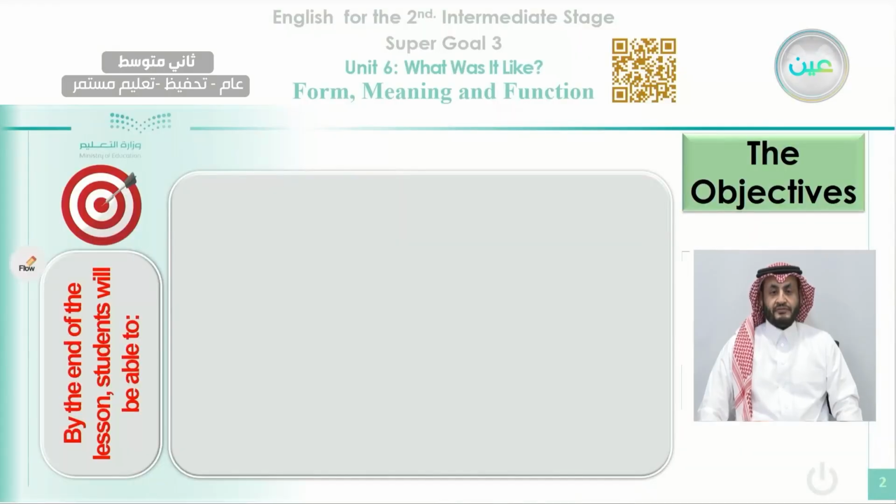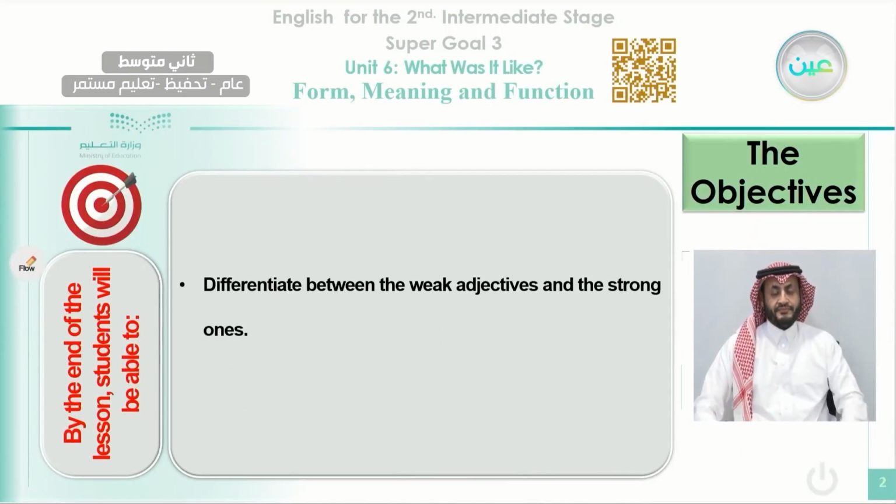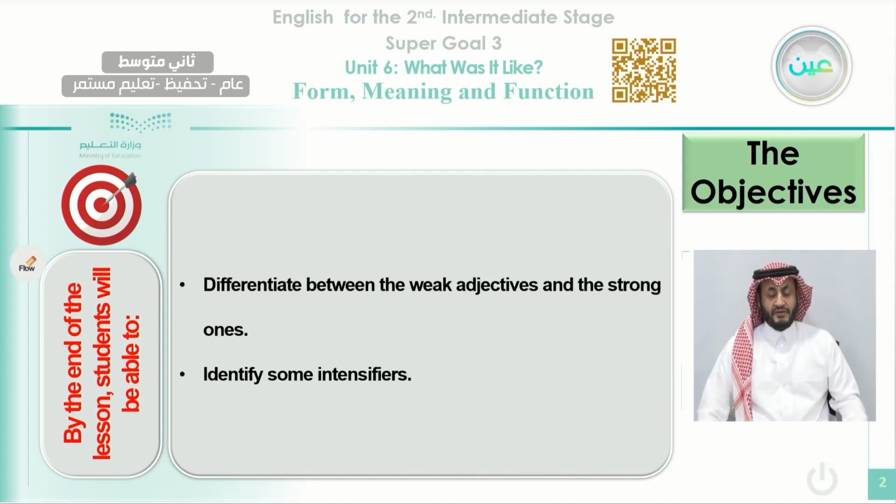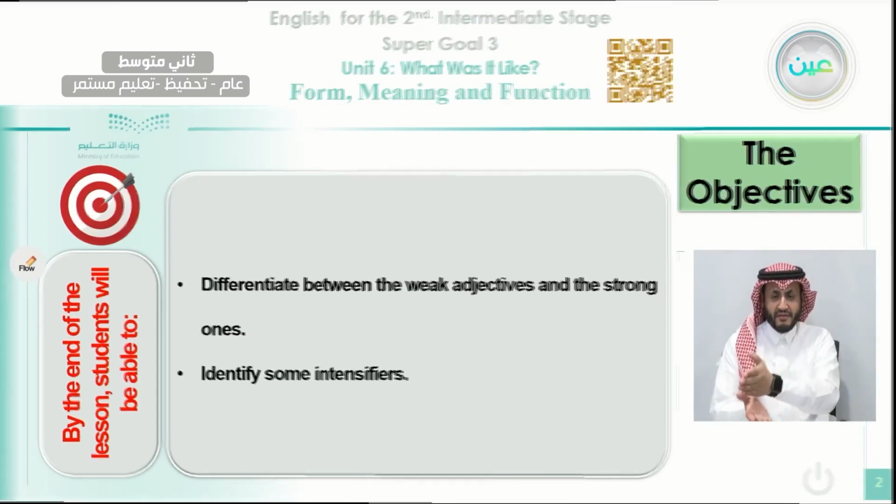As always, we start our class with the objectives. What are we going to achieve at the end of this class? Inshallah, the student will be able to differentiate between the weak adjectives and the strong ones. And the second objective, the students will be able also to identify some intensifiers.